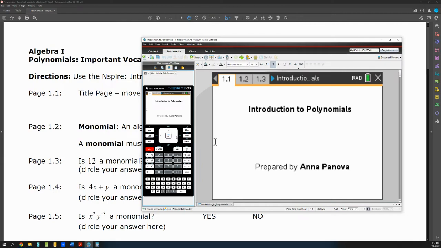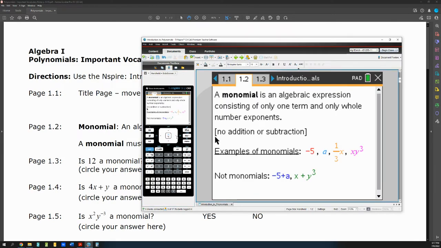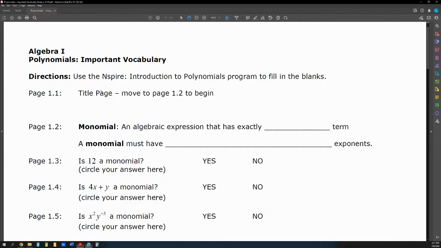Let's take a look at this program, Introduction to Polynomials. Let's flip to page 1, 2. A monomial, that's how it's pronounced, monomial, is an algebraic expression consisting of only one term and only whole number exponents. So a monomial has exactly one term and has whole number exponents. As a reminder, whole numbers are counting numbers, so 1, 2, 3, 4, 5, and so on, and also 0. This does not include negative numbers, fractions, irrational numbers, anything like that.